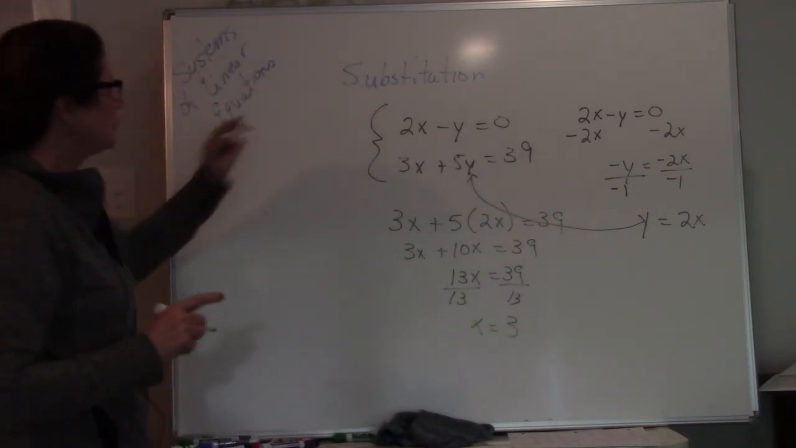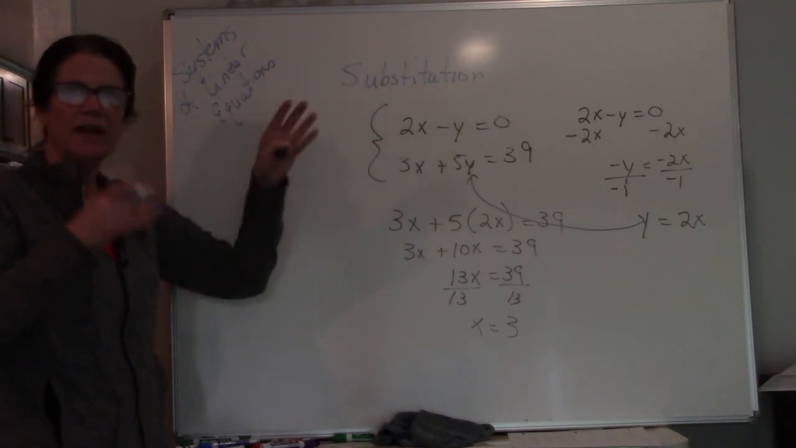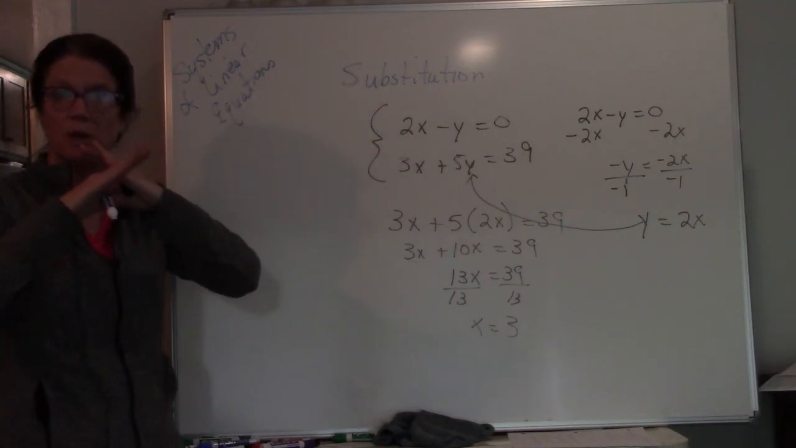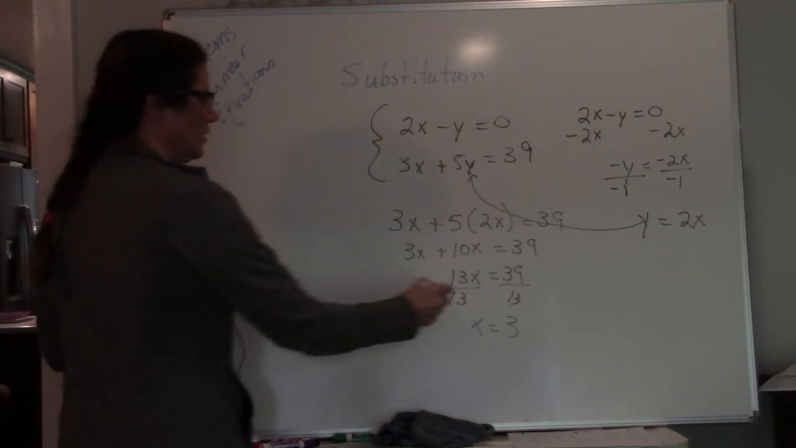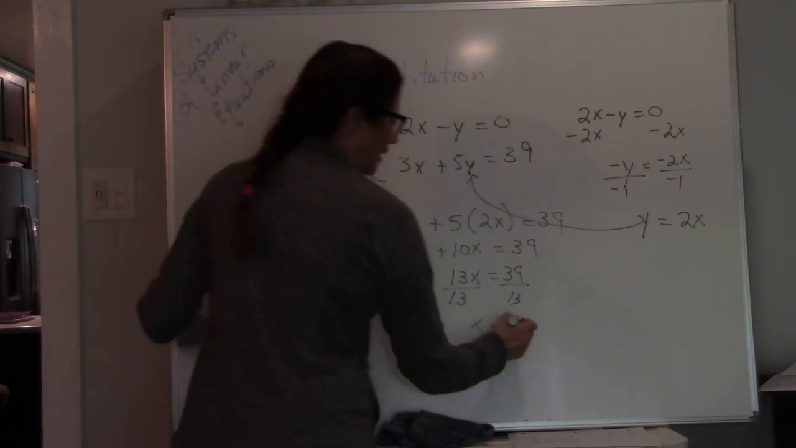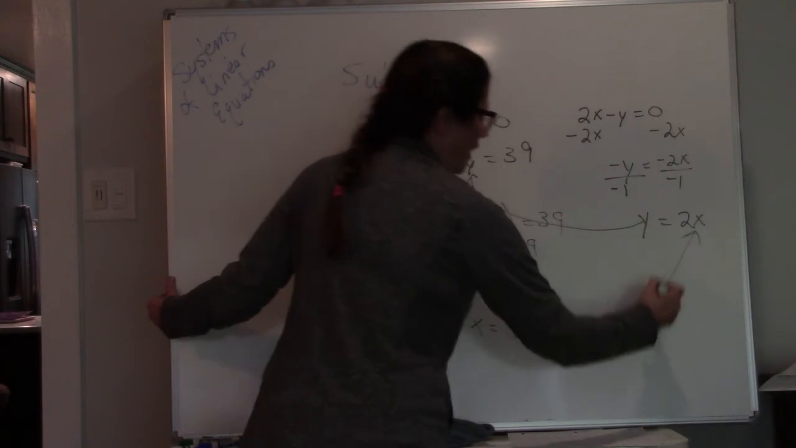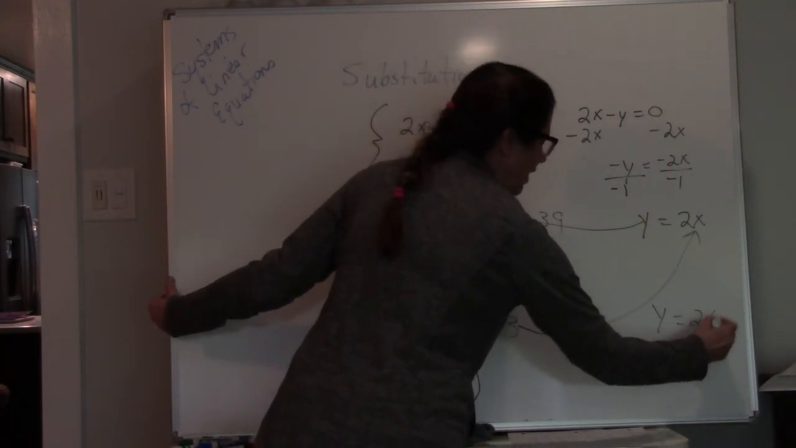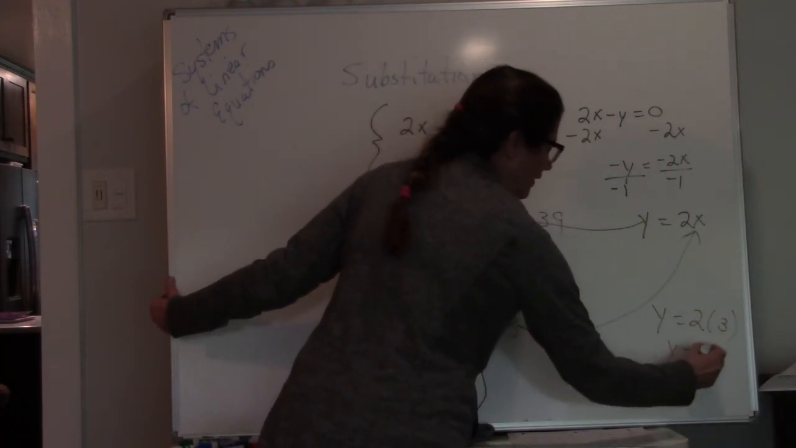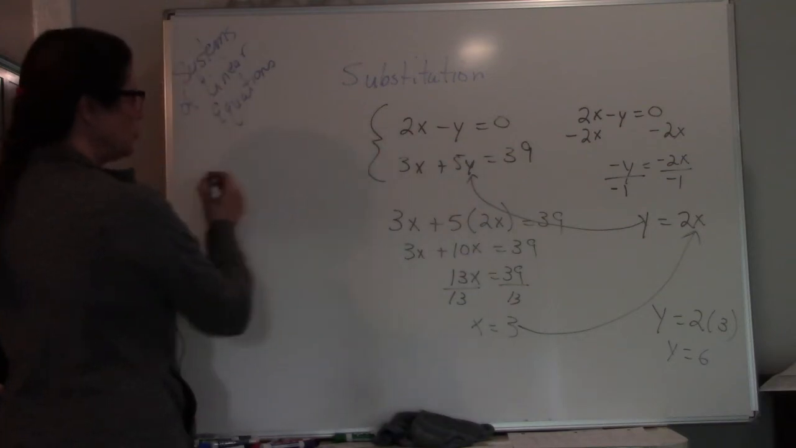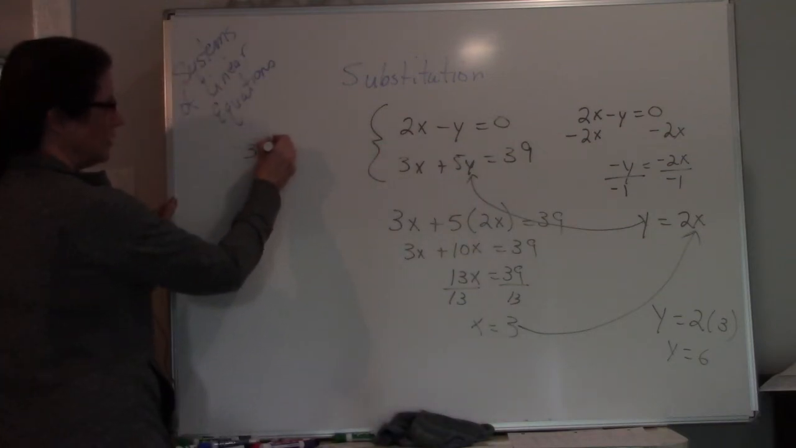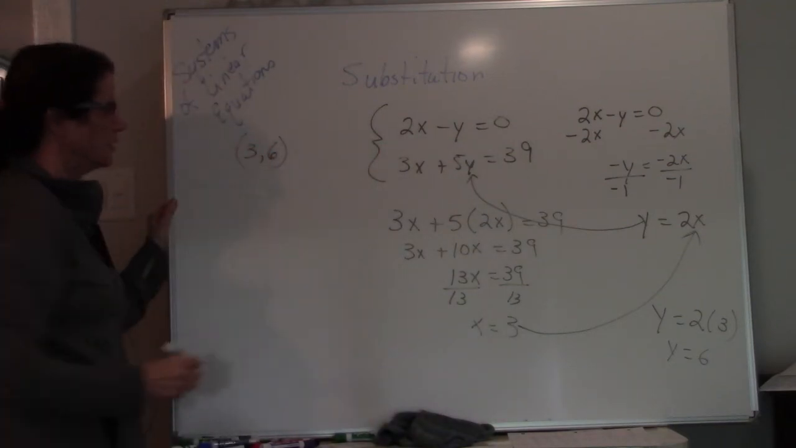Now, remember with substitution, I want both the x and the y, because I want to know what's the one point that the two lines cross. So when x is 3, as soon as I get one of them, I can plug it into the other. So y equals 2 times 3, so y equals 6. So the solution is at the point (3, 6).